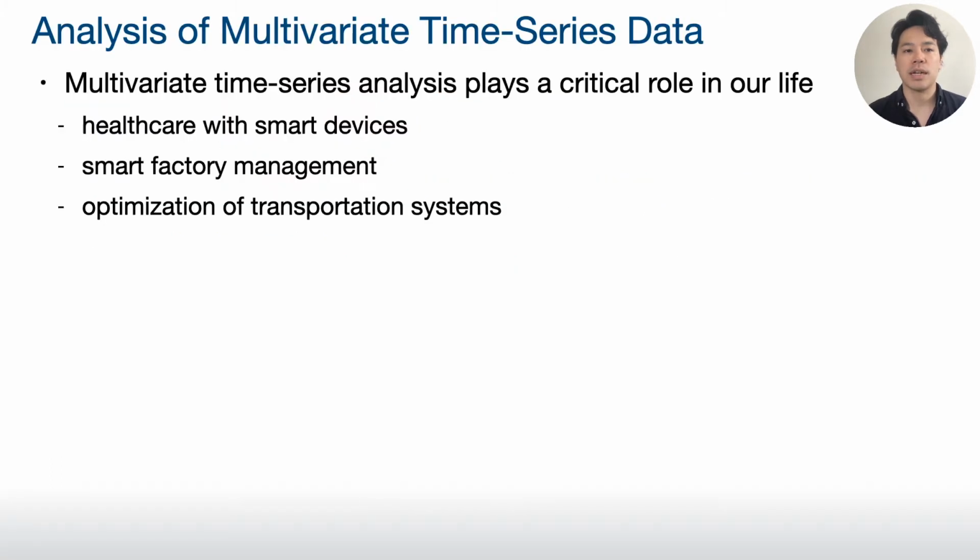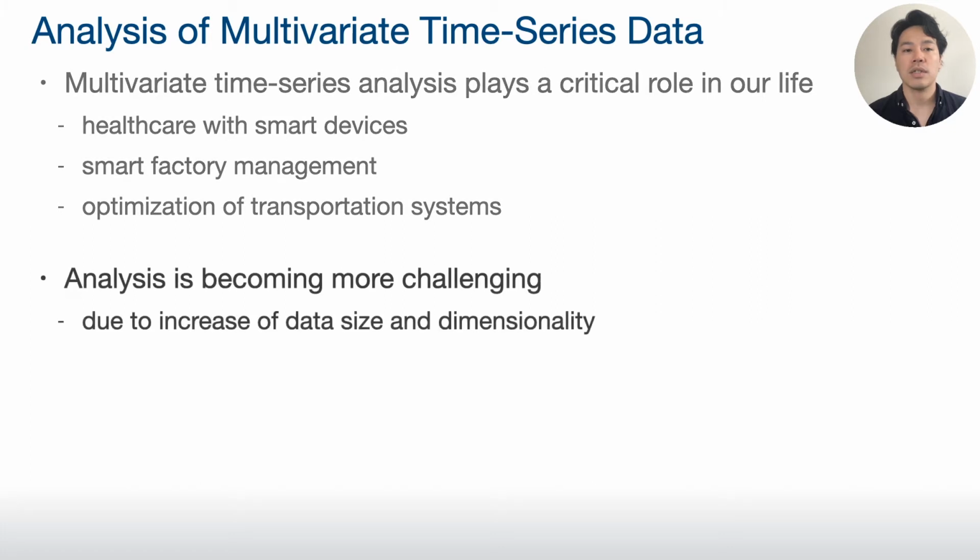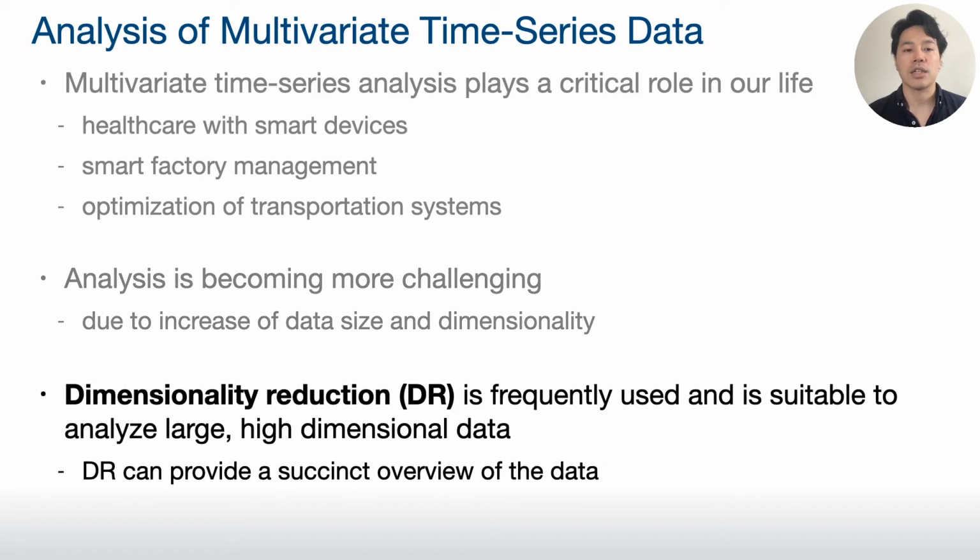Multivariate time series analysis is becoming increasingly important in many application domains, such as healthcare and car transportation. As seen in the emergence of the Internet of Things, the size and dimensions of available data are becoming larger, and this makes the analysis of multi-time series data more challenging. To analyze such large and high-dimensional data, dimensionality reduction is frequently used as it can provide a succinct overview of the data.